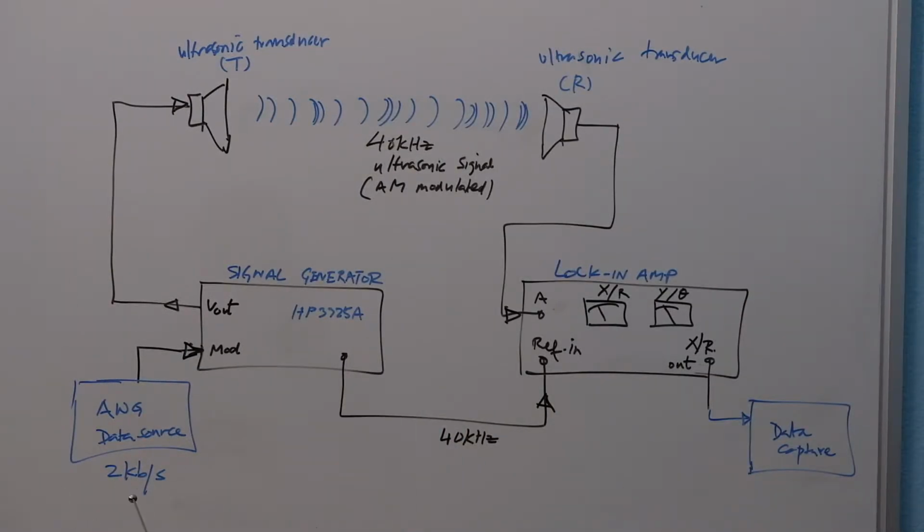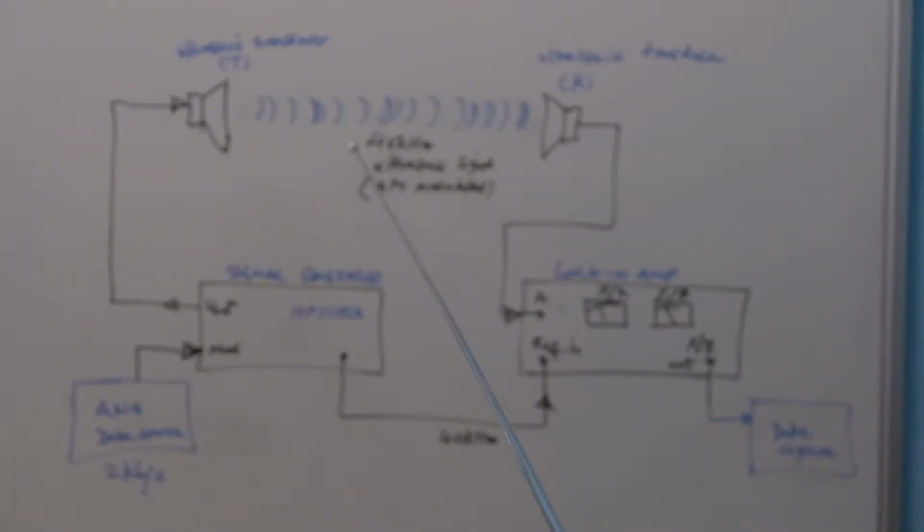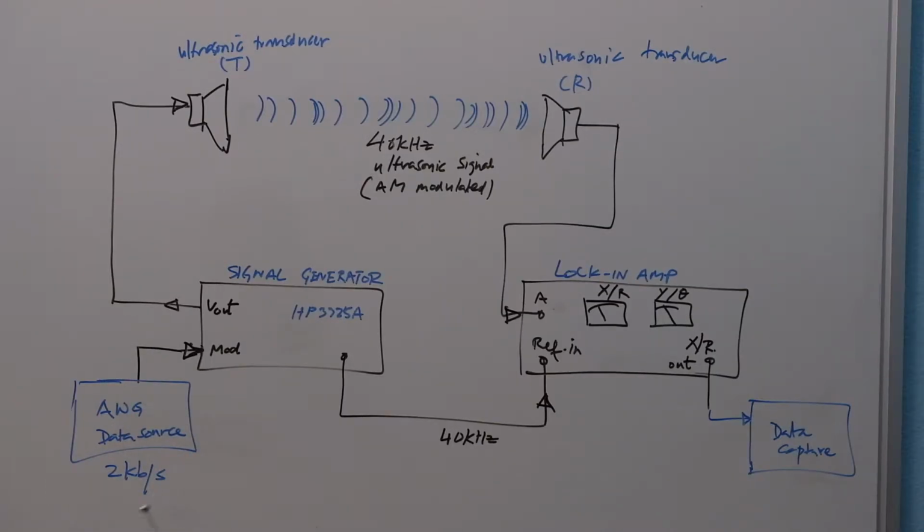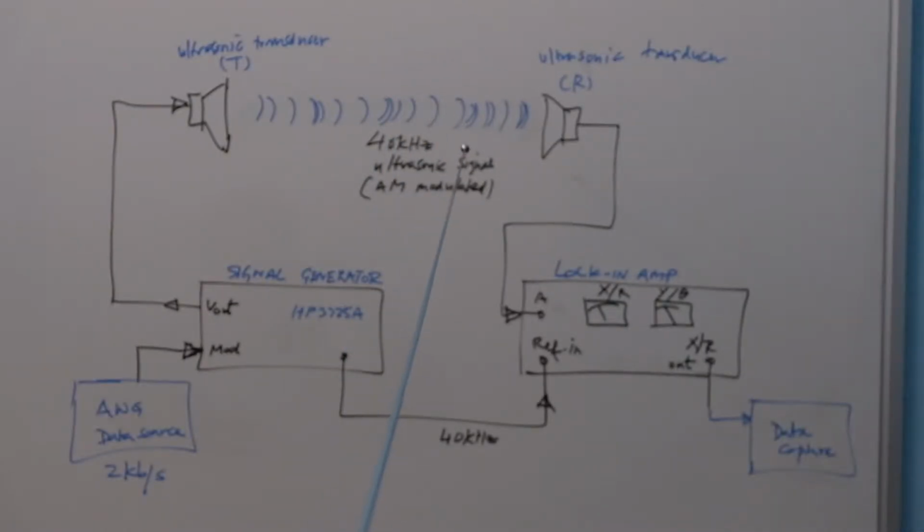So data in this case is 2 kilobits per second. The ultrasonic signal is at 40 kilohertz, and so this data rate is much lower than what the carrier is containing, so it should work fine.